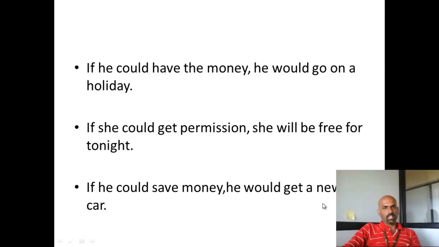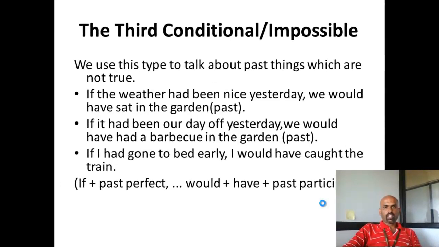And let us move to the third condition. The third condition is called the impossible condition. We use this type to talk about past things which are not true. And generally when we regret our past incidents, we can use this kind of conditional clause, the third condition. Look at the first example. If the weather had been nice yesterday, we would have sat in the garden.